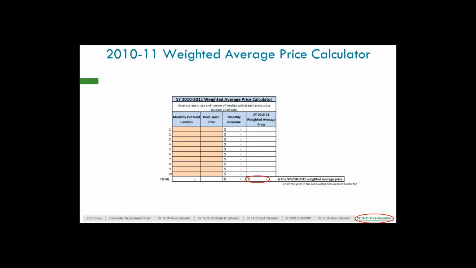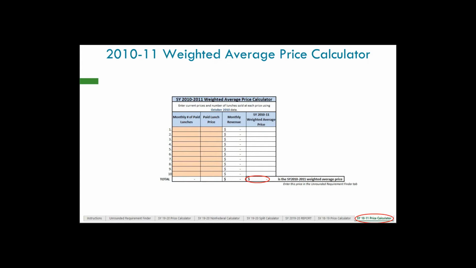Also keep in mind that you'll need to include your paid lunch price. So with one building in your district, you would just put your paid lunch price for those meals that were served in October 2010. However, if you have multiple buildings, you will need to list out the paid lunch price for each of those buildings in the paid lunch price column. As you can see here, there are only 2 columns that are peach. You'll only need to input information into those peach boxes. The rest of the boxes will auto-populate from that data.